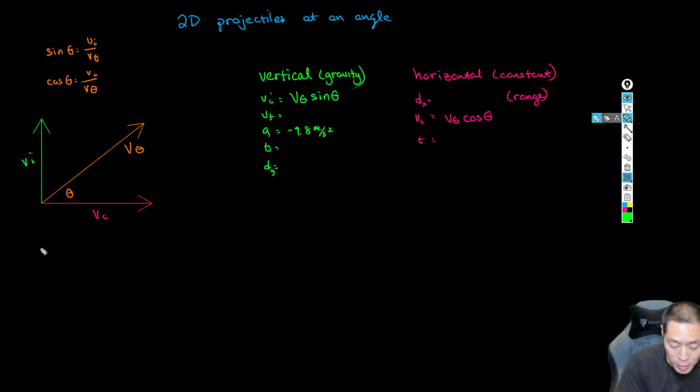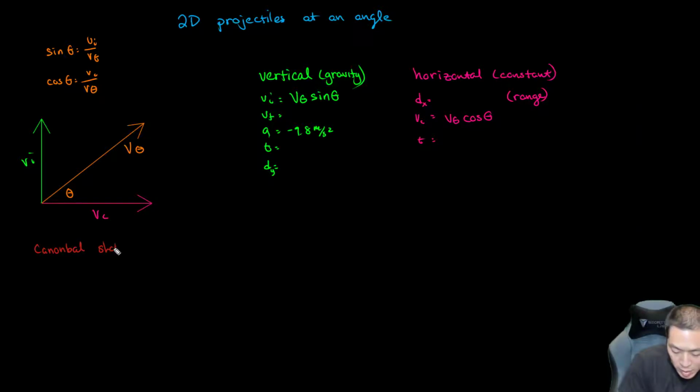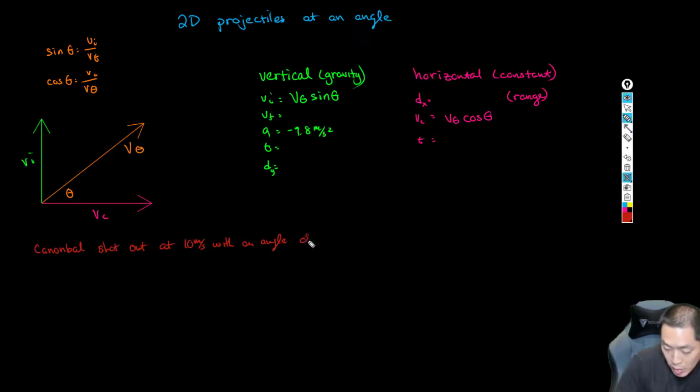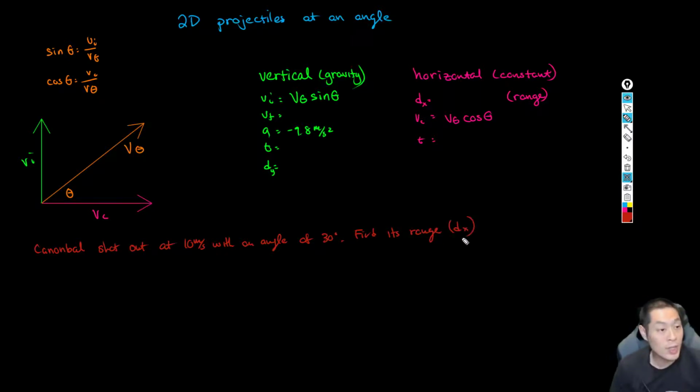So the classic physics problem is, let's say, a cannonball. Let me pick a better color. Okay, so a cannonball is shot out at 10 meters per second with an angle of 30 degrees. Find its range. And what I mean by range is d and the x. All right, so that's the classic physics 2D problem.